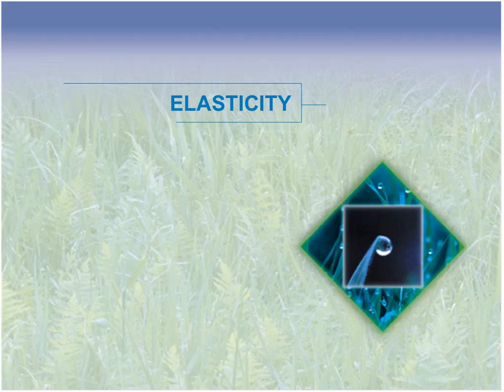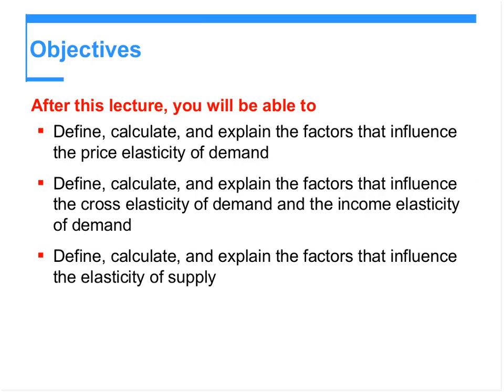Okay, today chapter 4, we are going to discuss that. Chapter 4, well, the discussion starts with elasticity, as you can see here. So let's go one by one. The objectives for this chapter will be to define, calculate and explain the factors that influence the price elasticity of demand, the cross elasticity of demand and income elasticity of demand, and the same thing for factors that influence the elasticity of supply.